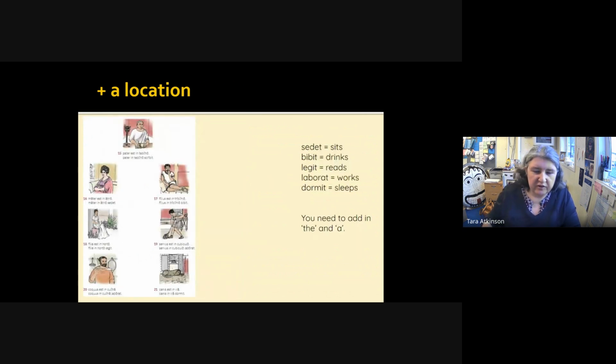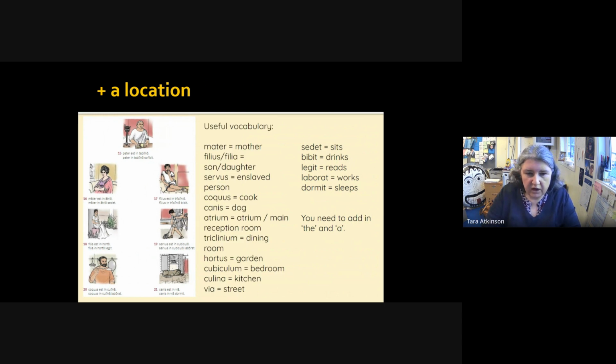So we've got lots of other sentences like this. We have all the vocab. You may want to pause the video and have a go. Feel free. Okay, so I'm going to just go through the answers. If you had a go, well done.